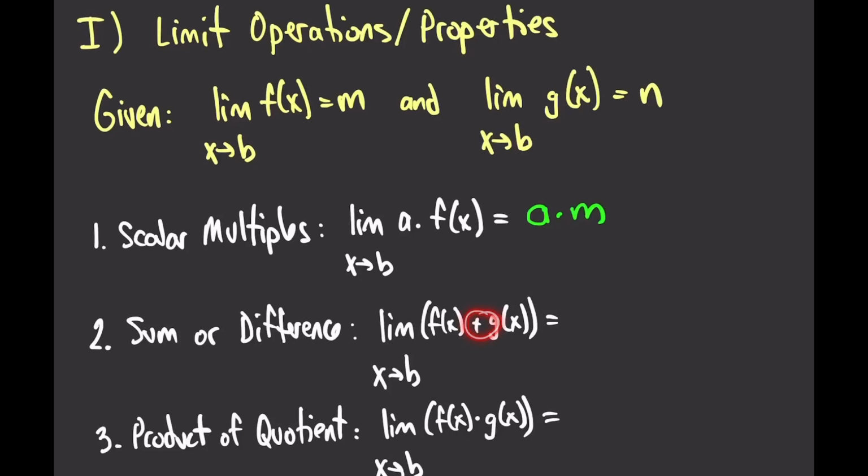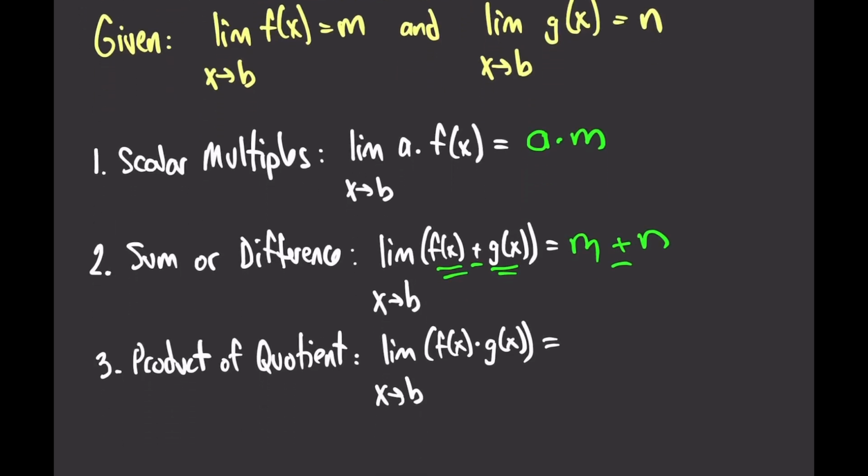Next, we've got sum or difference. All right, we'll talk about the sum first. If you notice here, we've got the limit of f of x plus g of x as x approaches b. Well, the limit of f of x as x approaches b is m. The limit of g of x as x approaches b is n. So as you guessed, we're just going to add those two results together. Now this works the same if it's a difference. So I'm just going to put a plus or minus here because subtraction works the same as addition.